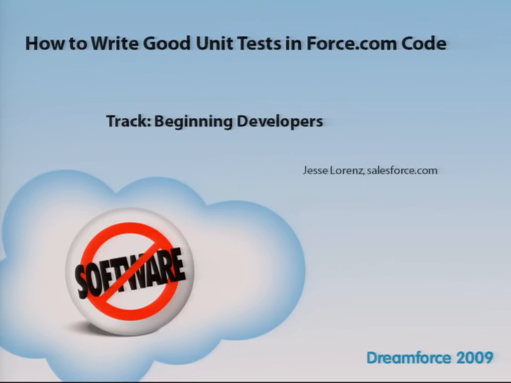And let me level set with you. This is a beginning developer session. So we're not really going to get into the detailed stuff. We're not going to talk about governor limits. We're not even going to talk about triggers. This is pretty basic: how to write good unit tests at an abstract level. But I really want you to stay if you're interested, and ask me questions or learn more.